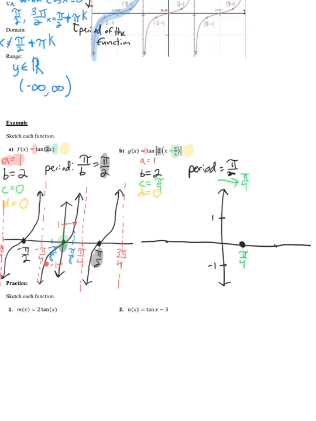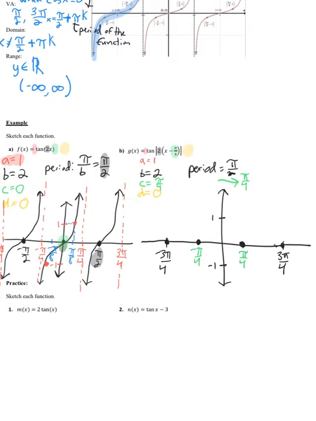And the period is still pi over 2, so I would just say let's add pi over 2. So I know there's going to be another point at 3 pi over 4. And then I know there's going to be another point at negative pi over 4. I know there's going to be another point at negative 3 pi over 4.